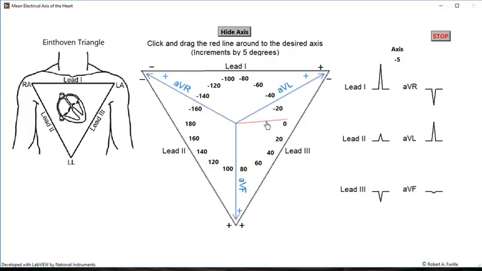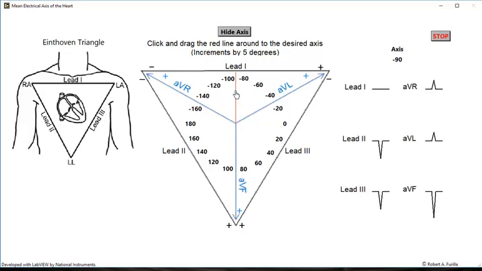Move this up to 0, we see AVF is the isoelectric. It's perpendicular to AVF, must be parallel to lead 1. So again, we come up here with our diagonal, we look at lead 1, and we see it's upwardly deflected, so the activity is moving toward the positive electrode, 0 degrees. And we could continue doing this. This was the example we just saw, minus 60. There's our isoelectric. There's our parallel to lead 3, minus 60 degrees.